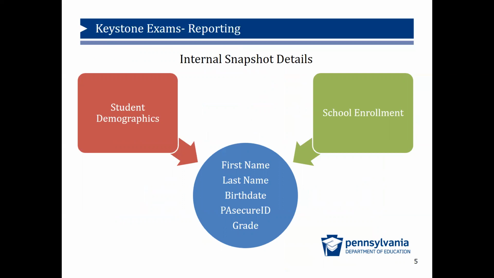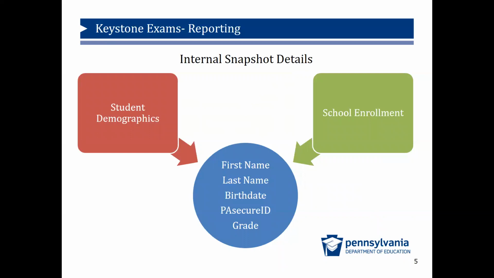This is an overview of the details we will be discussing for the Keystone Exams internal snapshot. It begins with the student in the blue circle, which includes the student's 5 matching criteria. It is very important that the 5 matching criteria are correct because this is how students are linked to test results. This is why there is so much emphasis on getting these fields right.